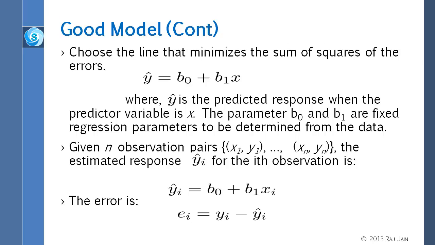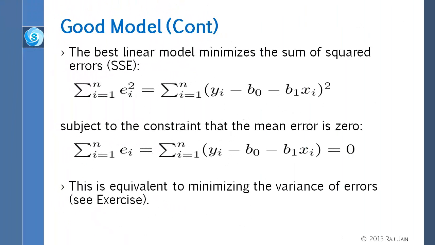ei equal to yi minus yi hat. So our requirement is that the sum of the errors should be 0. So we should estimate b0 and b1 such that this quantity is 0. You get one linear equation in b0 and b1. And the second thing you want is that the square of the errors is minimum. So you want to minimize that.